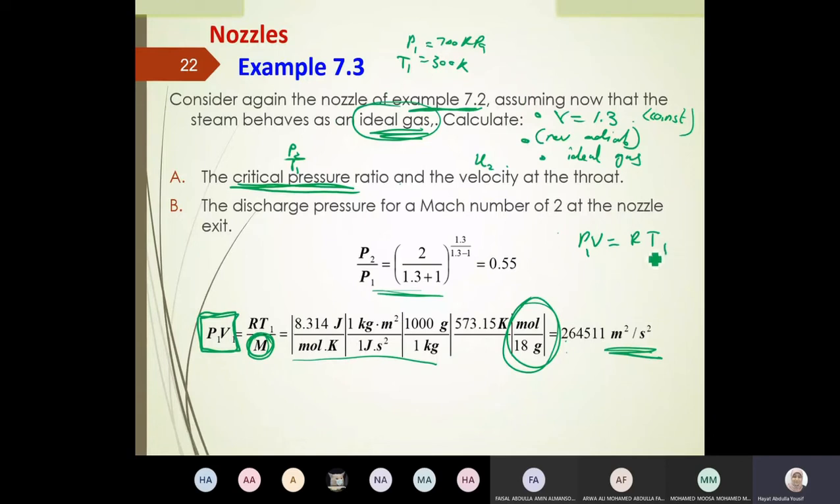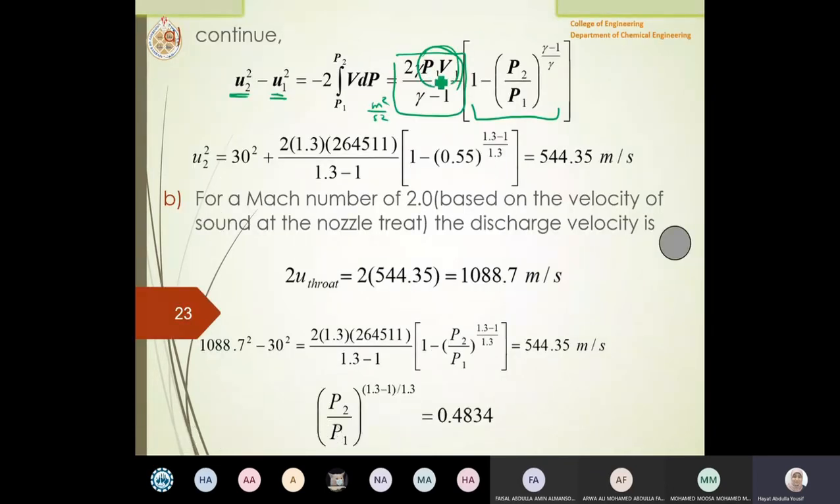I have P1, I have T1, I have R, so I can find this specific volume, which is V1. Once I get the specific volume, then I can come here and substitute. I do have the pressure and I do have the volume, and I can substitute. Simple, easy. And this will allow me to get the velocity.